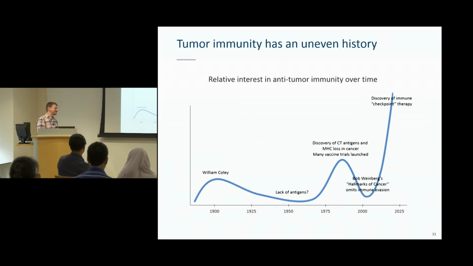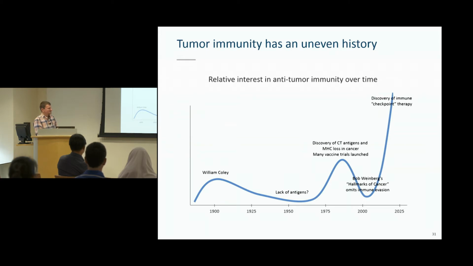And in the 70s, I think most people, as we understood cancer better, there wasn't really a clear reason why the immune system would respond to a tumor. But then in the 80s and 90s, people actually started discovering genes that seemed to be expressed only in tumors and possible targets for immune therapy. They also started seeing things like MHC Class I loss in cancer, which really seemed to suggest that, well, these tumors are trying to evade the immune system. So many vaccine trials were launched in the 80s, 90s, and into the early 2000s.